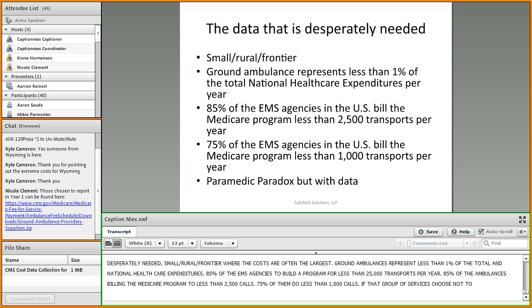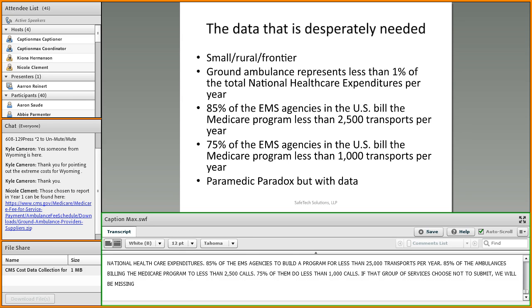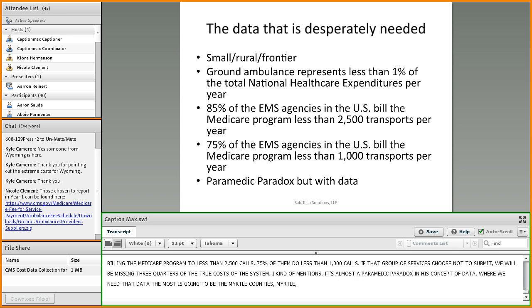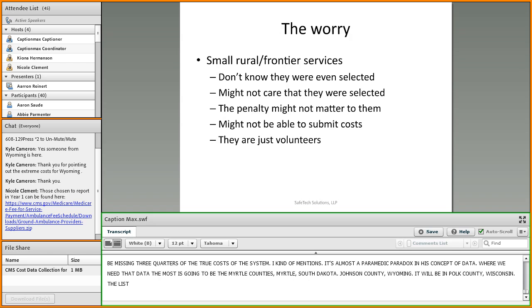Ground ambulances represent less than 1% of the total national healthcare expenditures. 85% of EMS agencies in the U.S. bill the Medicare program for less than 2,500 transports a year. 85% of the ambulances billing the Medicare program do less than 2,500 calls. 75% of them do less than 1,000 calls. So if that group of services choose not to submit, we will be missing 3/4 of the true cost of the system.